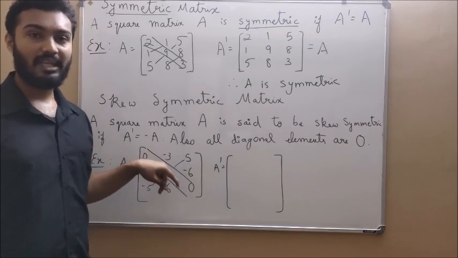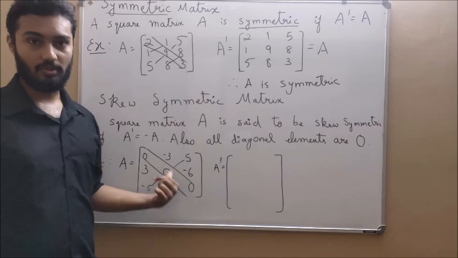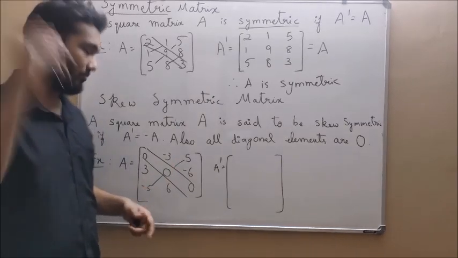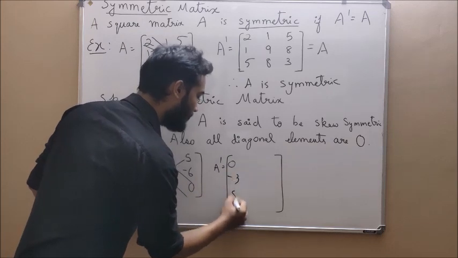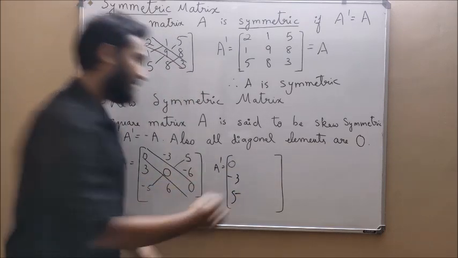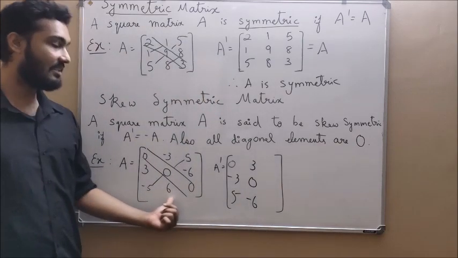Now, mathematically we will try to verify. Take the transpose, which means write the rows as columns. So 0, minus 3, 5; 3, 0, minus 6; minus 5, 6, 0.